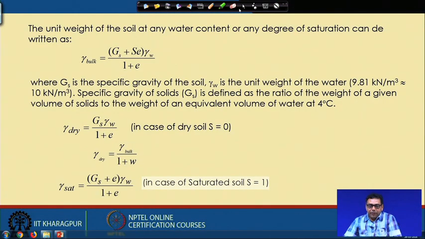So, we have 4 different types of unit weight. One is the gamma bulk, the unit weight at any water content and any degree of saturation. Then gamma dry, if the soil is totally dry, in which case the degree of saturation is 0. The next one is gamma sat, or gamma saturated, if the degree of saturation is 1, and another is gamma sub, which is gamma saturated minus unit weight of water.